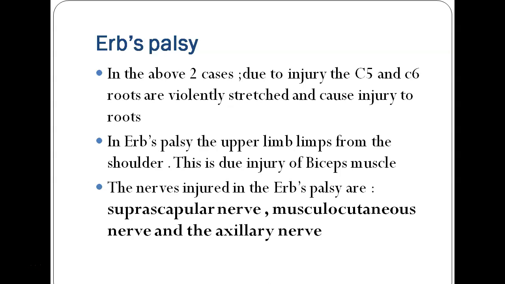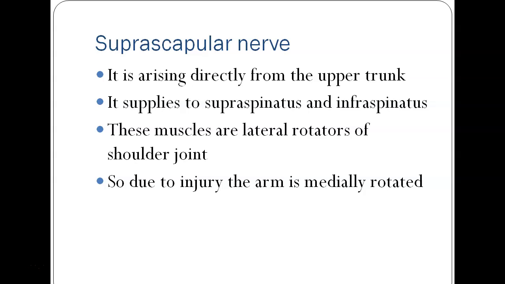The nerves that are injured in the Erb's palsy are suprascapular nerve, musculocutaneous nerve, and the axillary nerve. Coming to suprascapular nerve, this nerve arises from upper trunk. It supplies supraspinatus and infraspinatus. These muscles are lateral rotators of the joint. So, in injury or in the Erb's palsy, the arm is medially rotated.